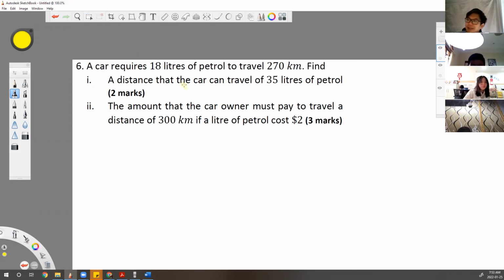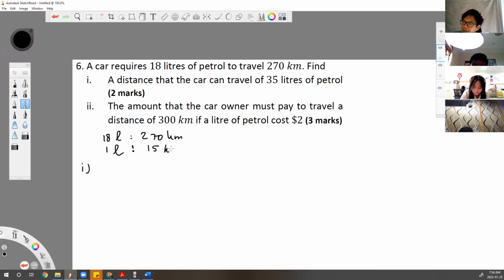Number 6, let's see. A car requires 18 liters of petrol to travel 270 km. So 18 liters, 270 km. Find the distance that the car can travel with 35 liters of petrol. This is called a rate. Let's make it 1 liter first, so you divide by 18. 270 divided by 18 is a nice number, 15 kilometers.